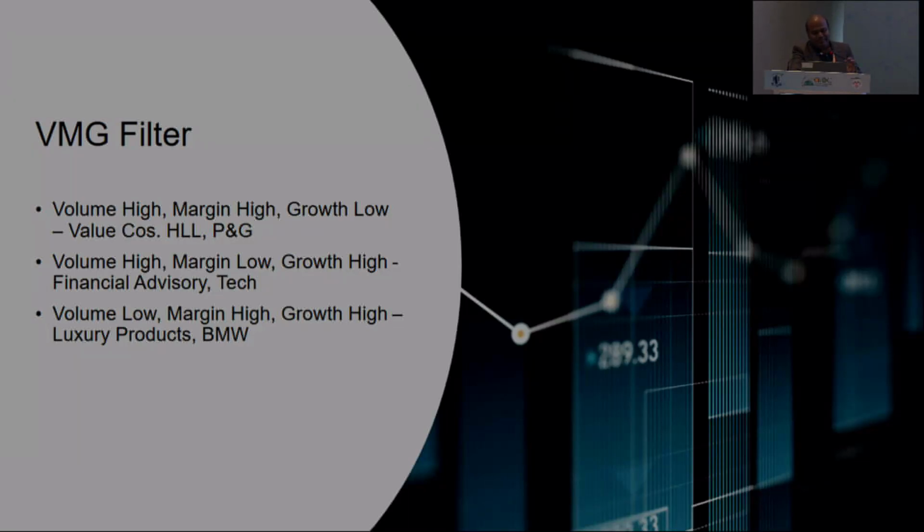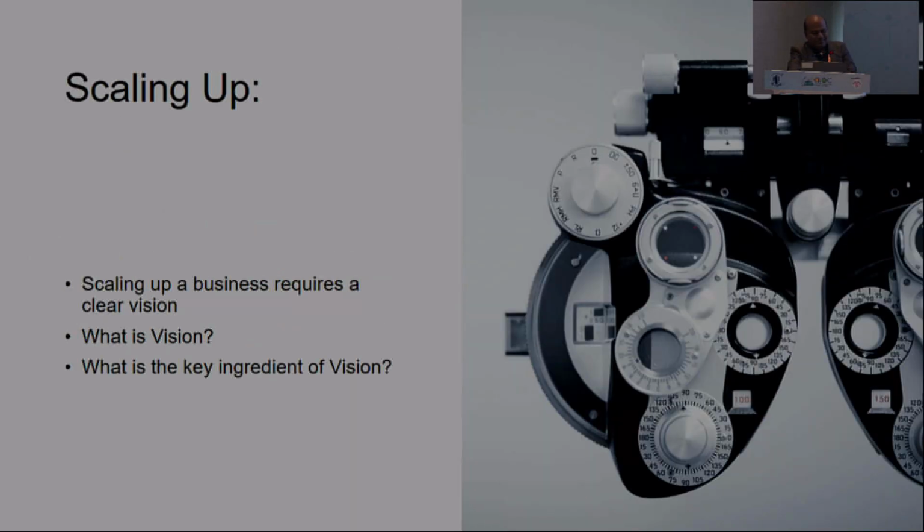Basically the volume is limited because we can only see so many patients, and the margin is also low. The only way to scale up, the only way to improve, is collaborating with other doctors and other people, and only if you collaborate can you grow. So the mindset has to change. We have to understand our deficiency and use it to our advantage to scale up. I think you understood this point. Applying this VMG filter for every kind of business is very important.